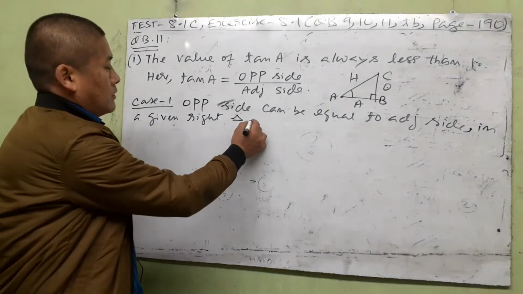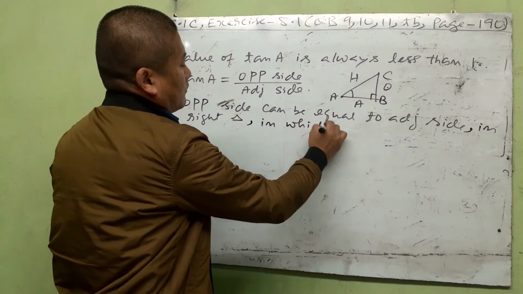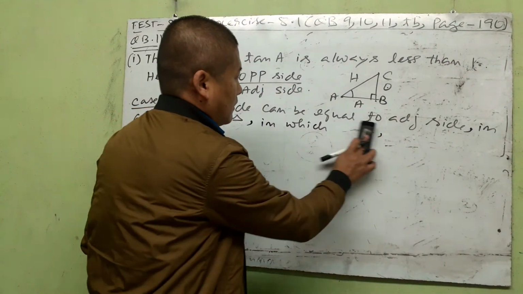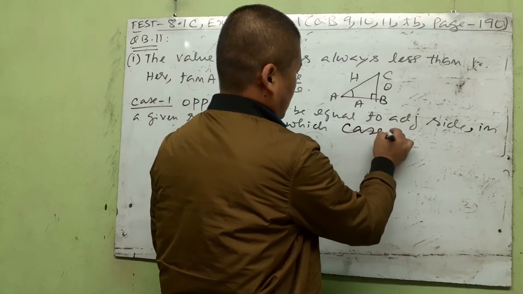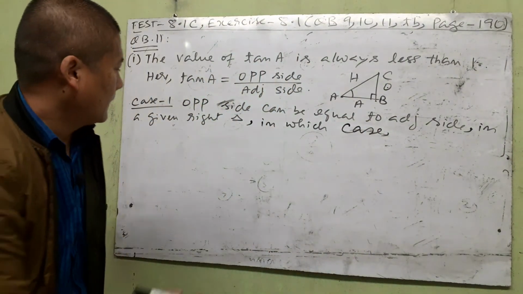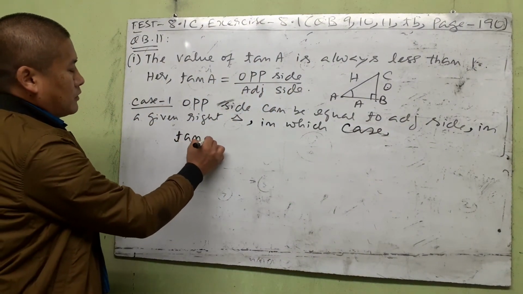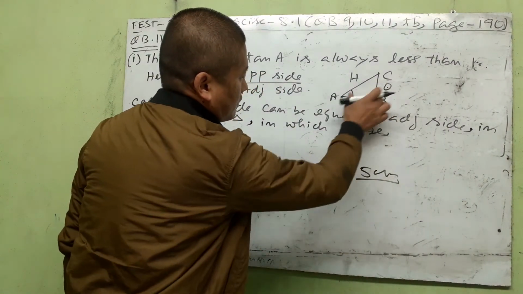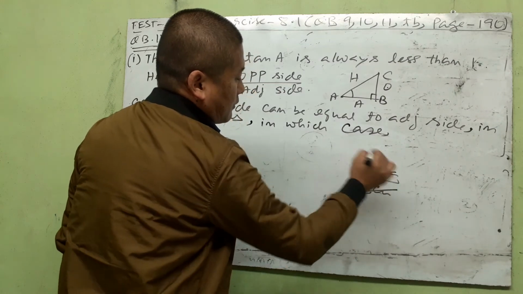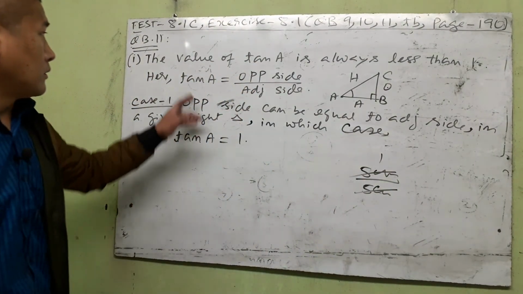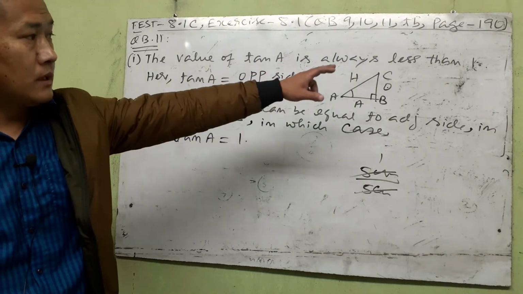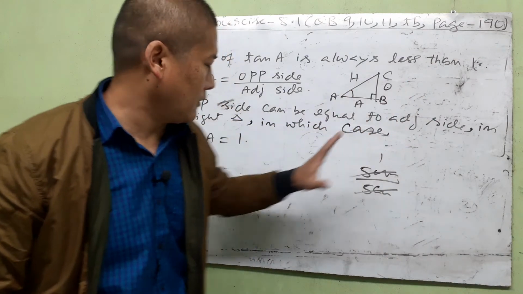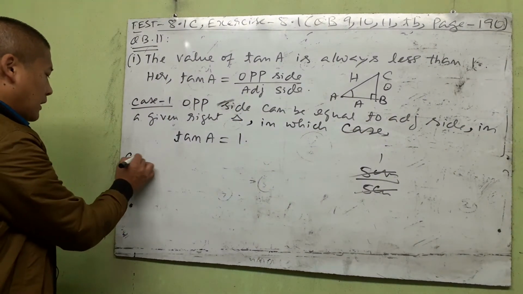In which case, if they are equal, then common sense also says tan A, with opposite and adjacent equal, like 5 centimeter and this also 5, means the answer will come out 1, right? So the value of tan A is always less than 1 is not true already. It's not less than 1. Okay, till now this is 1. Now that is correct so far. So case 2.